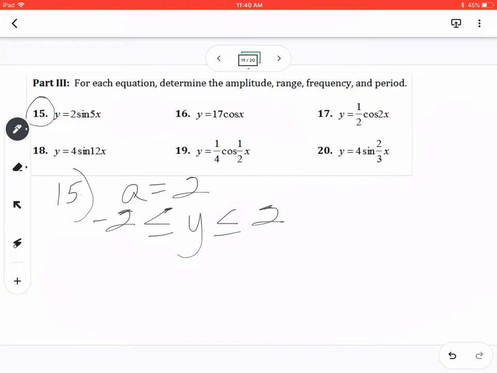The frequency would be the b value, and that's the number in front of x. So our frequency here is 5. And the period is going to be based off of the formula 2 pi over b, which is 5, so the period is 2 pi over 5. That would be how much time it takes for one full cycle of this equation to happen.